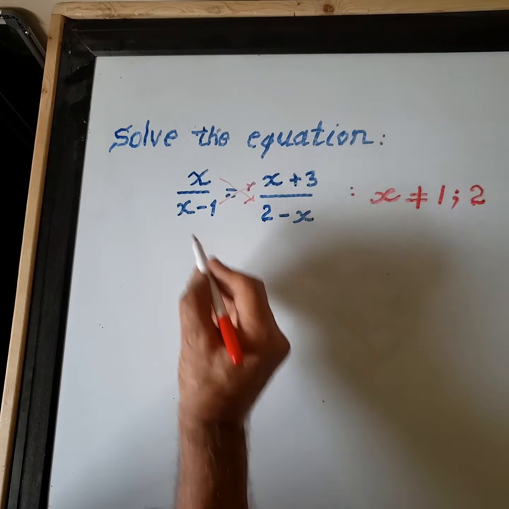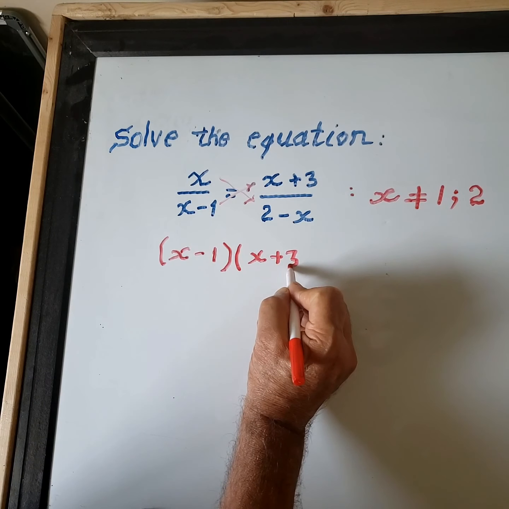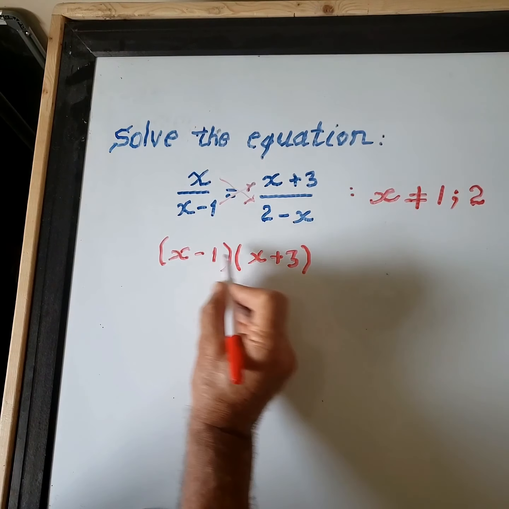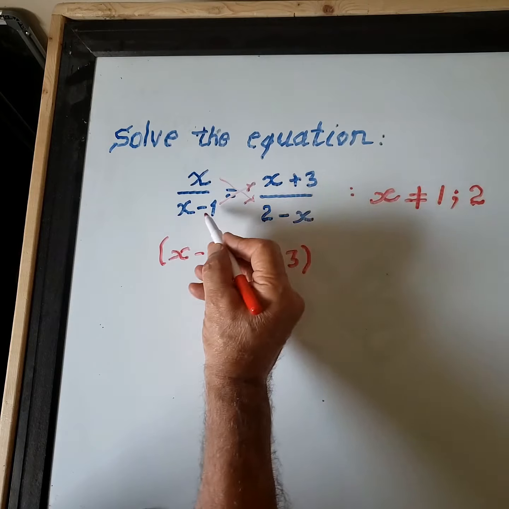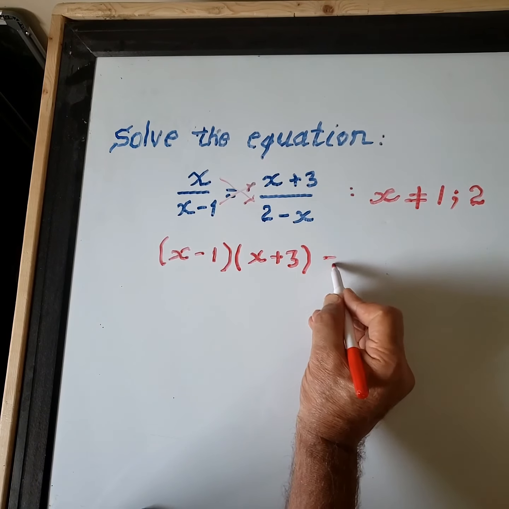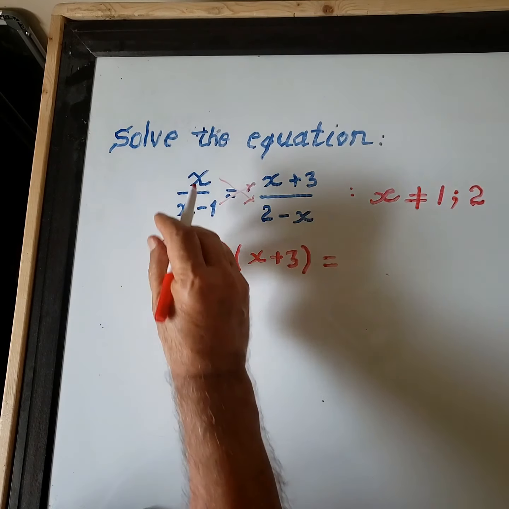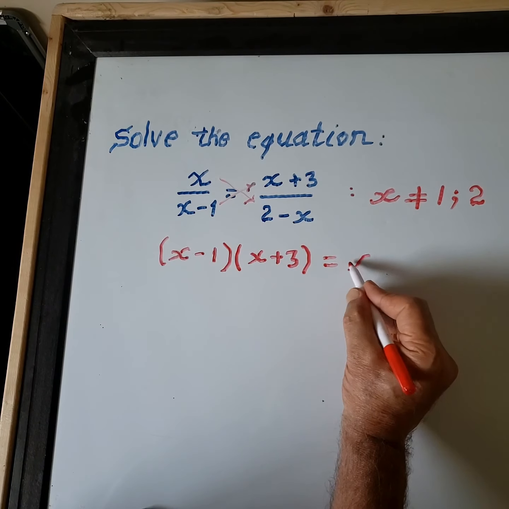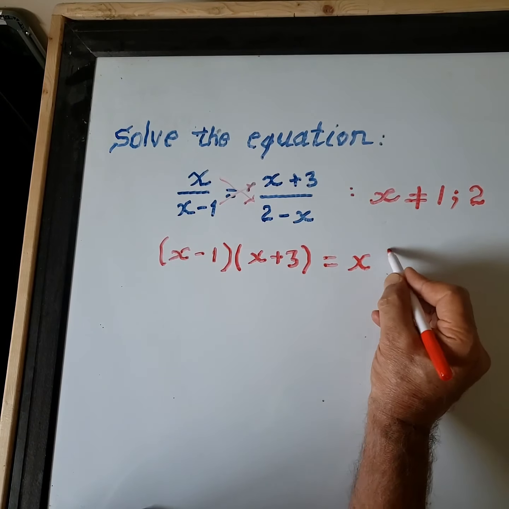x minus 1 multiplied by x plus 3, the result of multiplying those together, is equal to x multiplied by 2 minus x.